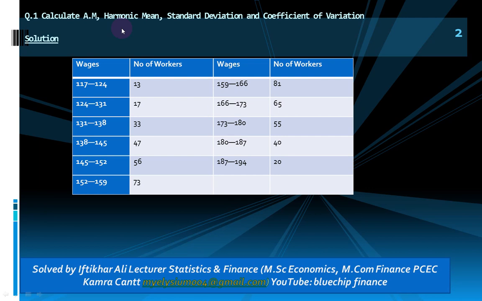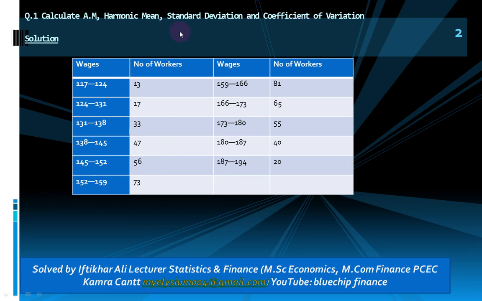So first question is to calculate the arithmetic mean, harmonic mean, standard deviation and coefficient of variation. Different classes of wages are given here, and number of workers, or you can say frequency, is also given here. Arithmetic mean, harmonic mean, standard deviation and coefficient of variation.